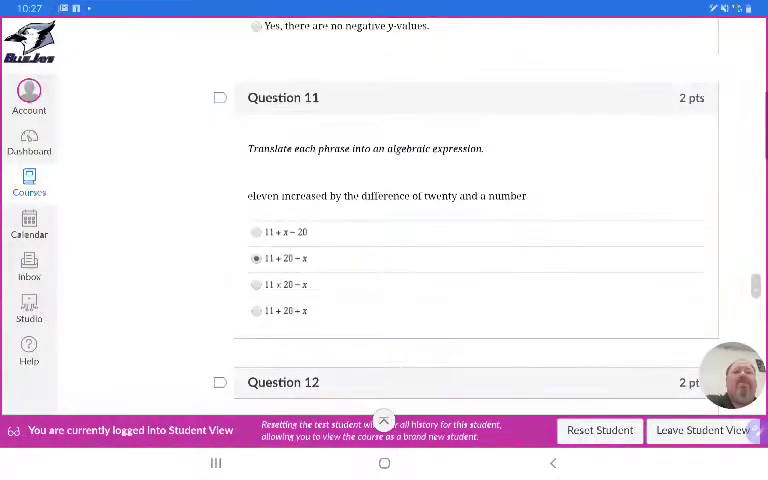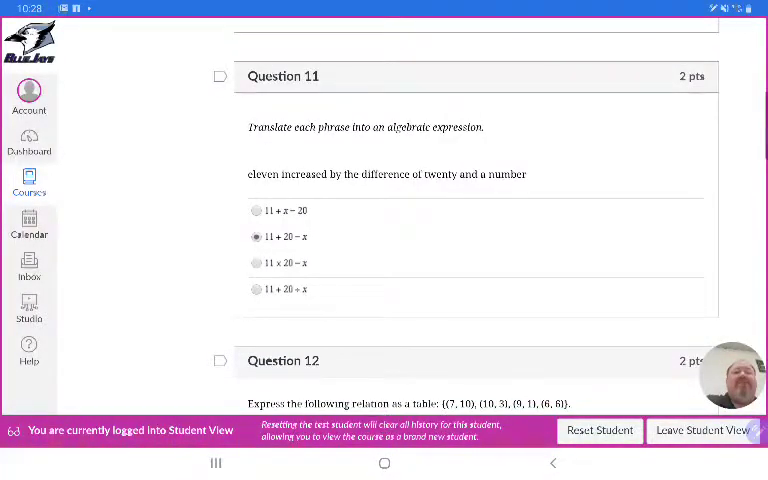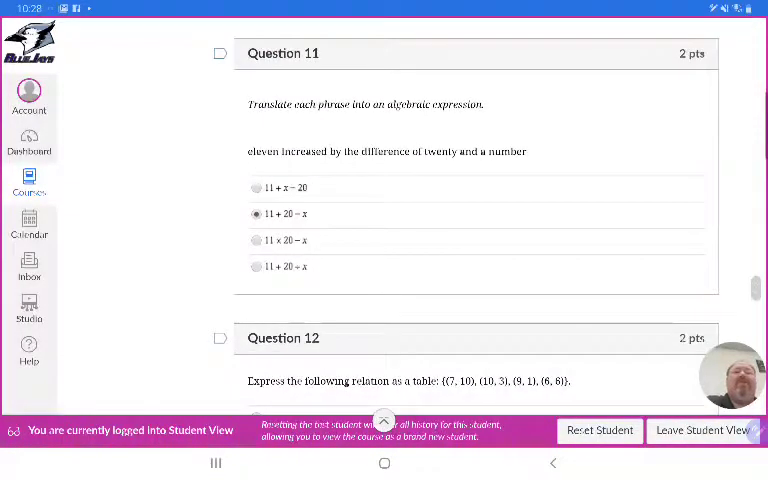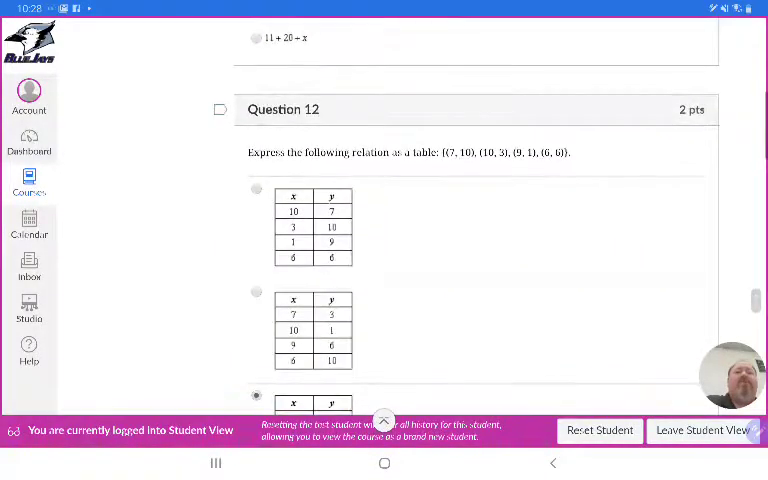All right, number 11, translate each phrase into an algebraic expression. 11 increased, so we're adding 11, by the difference, that's a subtraction problem, of 20 and a number. So if it says the difference, then we're subtracting the next two things, 20 and a number. So it'd be the second one, 11 plus 20 minus X. Okay? Number 12, express the following relationship as a table.